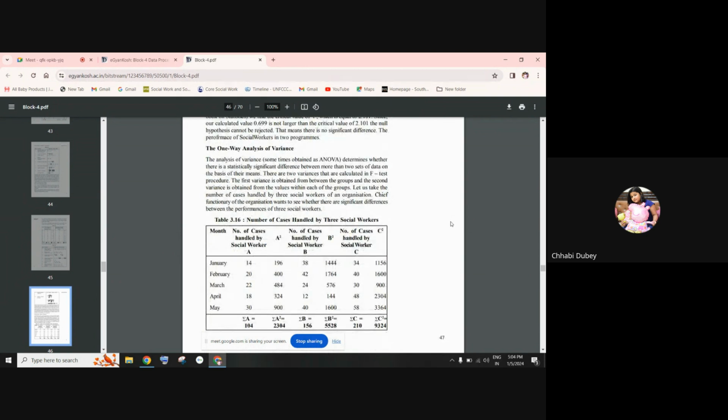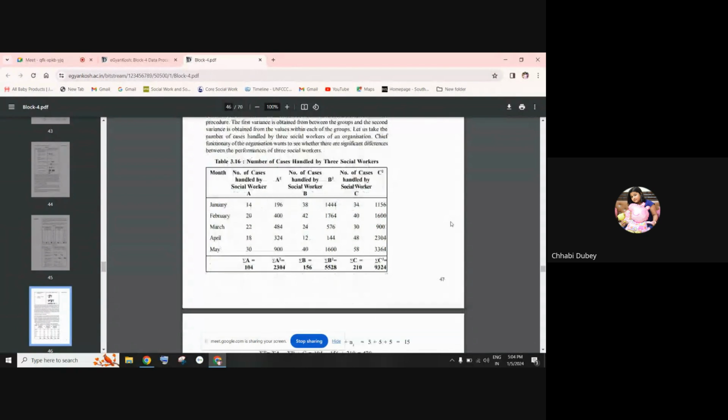Now there is another tool which is the one-way analysis of variance, or ANOVA. Sometimes, for short, it is known as the ANOVA. Now it determines whether there is a statistically significant difference between more than two sets of data on the basis of their means. And there are two variances that are calculated in the F test procedure. The first variance is obtained from the different groups, and the second variance is obtained from the values within each of the groups.